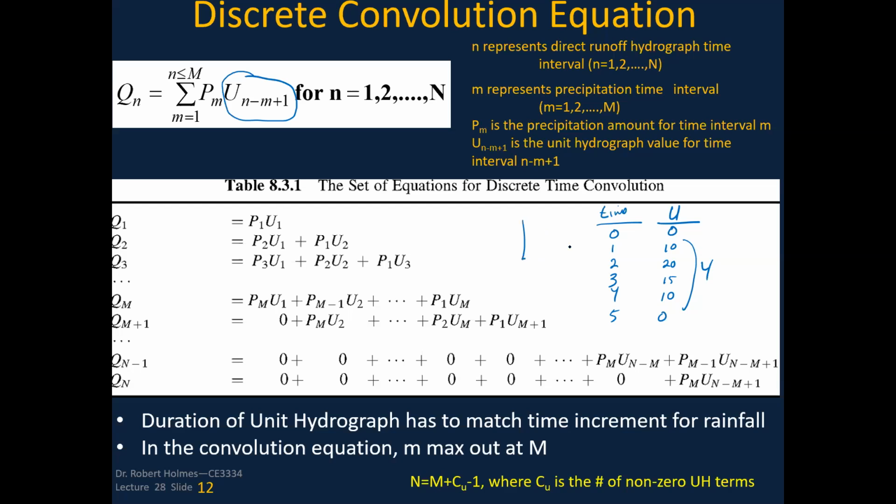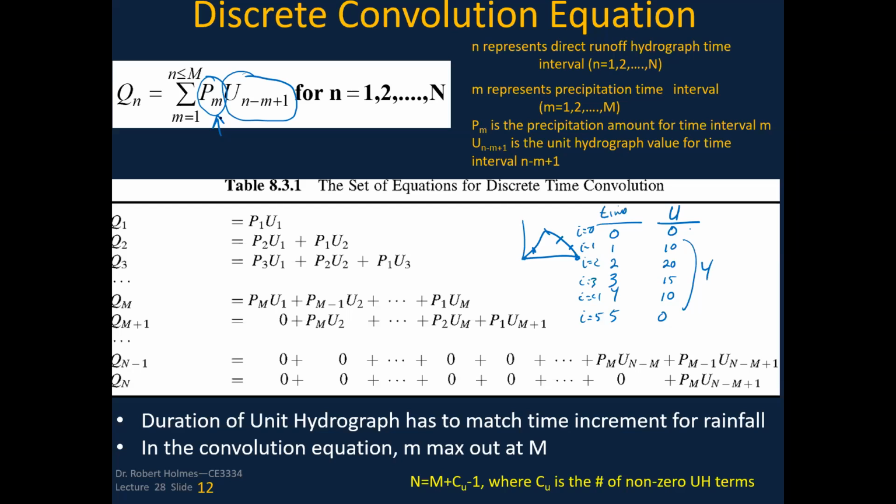That looks like this. This is my unit hydrograph. So I've got 4 terms there, 0 on the end. Those are the U's. So this would be I equal to 1, this is 0, I equal to 2, I equal to 3, I equal to 4, I equal to 5. So I've got four non-zero terms, which means that when we go through this, a precipitation value multiplied by a zero is going to be zero.